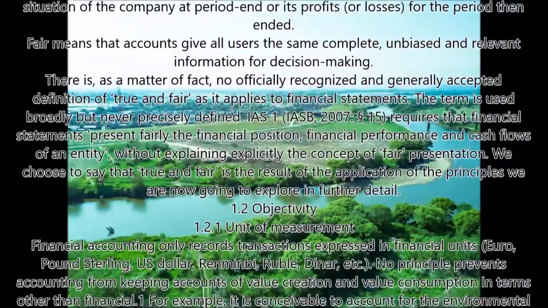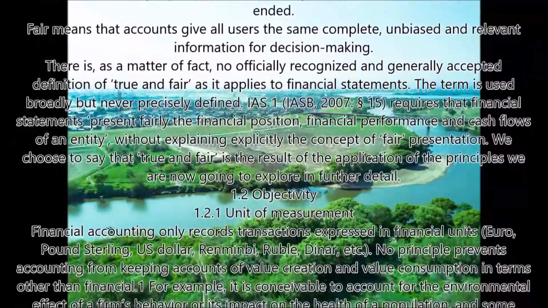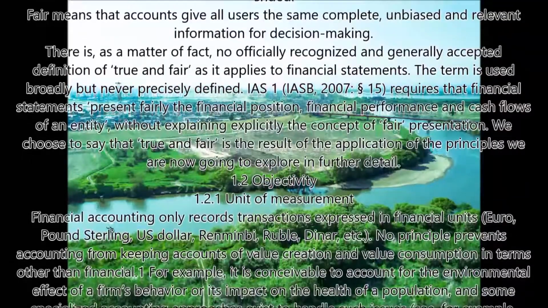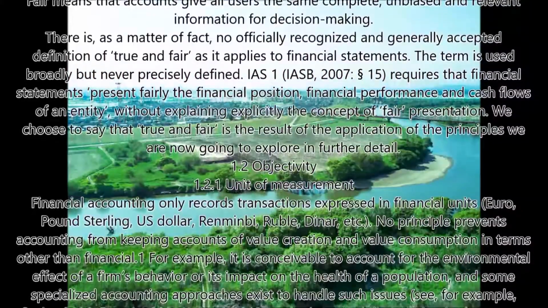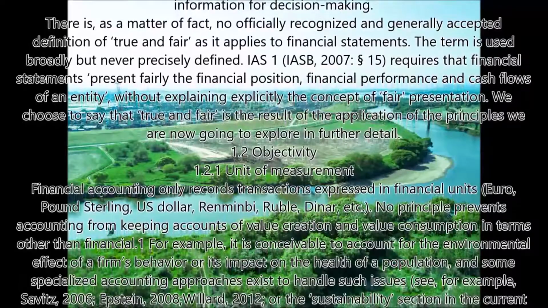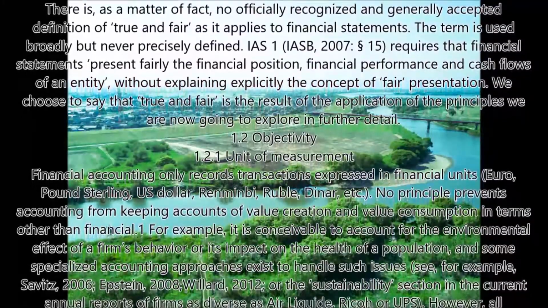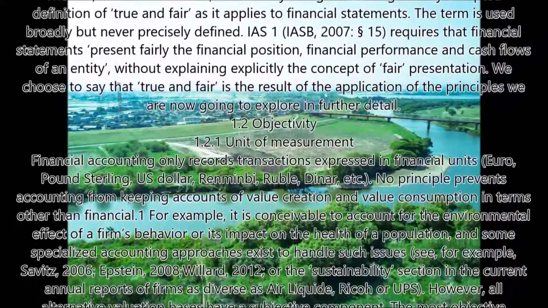1.2 Objectivity. 1.2.1 Unit of measurement. Financial accounting only records transactions expressed in financial units: euro, pound sterling, US dollar, renminbi, ruble, dinar, etc. No principle prevents accounting from keeping accounts of value creation and value consumption in terms other than financial.